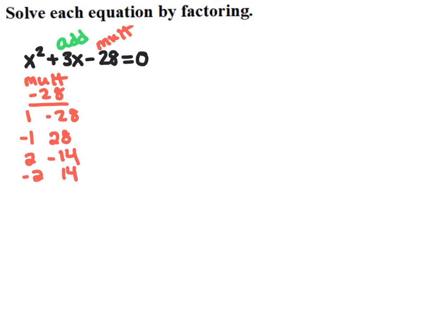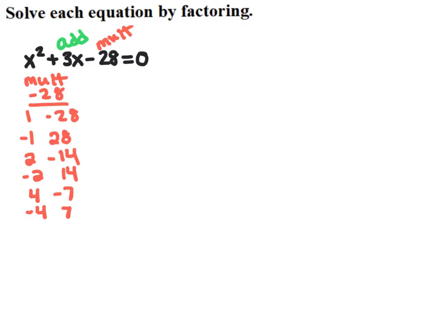Negative 28 divided by 3 gives you a decimal, so it doesn't work, and neither does the negative version. Negative 28 divided by 4 gives you negative 7, and negative 28 divided by negative 4 gives you positive 7. Negative 28 divided by 5 is a decimal, so it doesn't work, and neither does the negative version. Negative 28 divided by 6 is a decimal, and so is the negative version, so that doesn't work. The next number we would test would be 7, which we've already checked, meaning we have all the possibilities listed here.